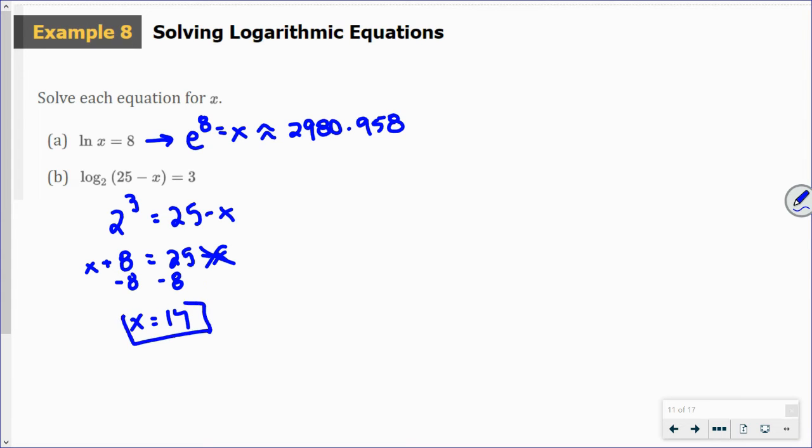Again, well, I forgot to plug this one up here back in, but ln of this big number, that's positive, so that's fine. And then 25 minus 17 is bigger than 0, so that one works. Okay, so don't forget to plug those in and double check.